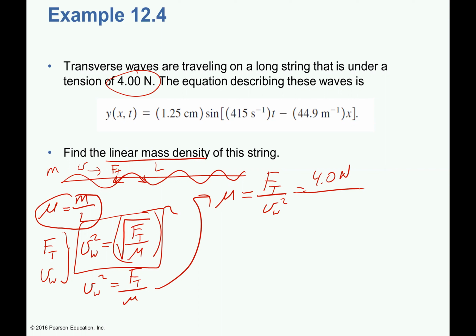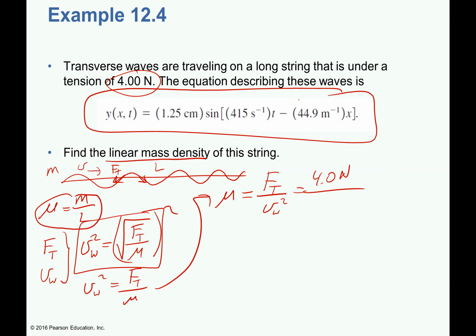Well, at least for now, we are not given v directly, but we're given the equation describing this wave. And what we can do here is look at that equation and see if it can give us enough information to find v. Remember, I can find v by finding the wavelength and frequency and multiplying them, or the wavelength and the period. Or remember, I can also find it by omega over k. So that's another thing I can do.